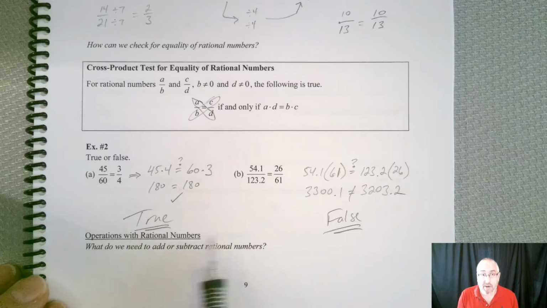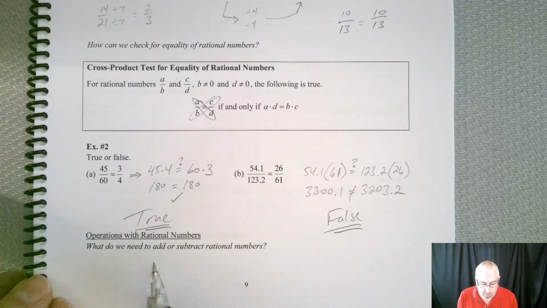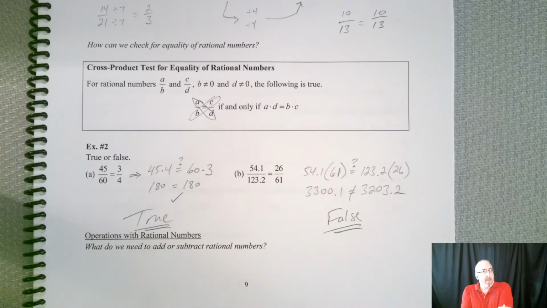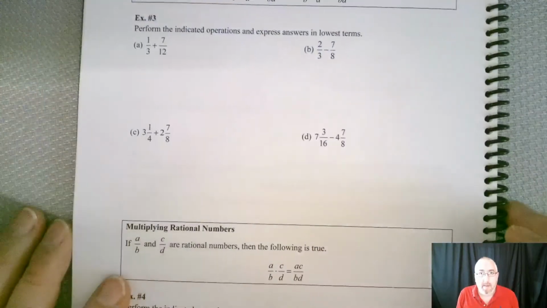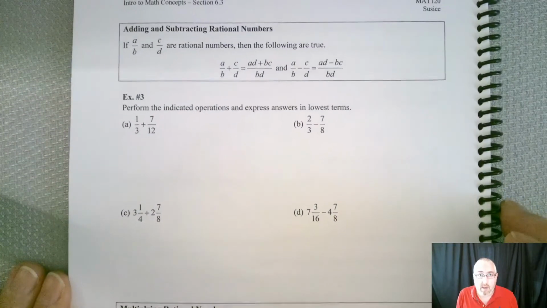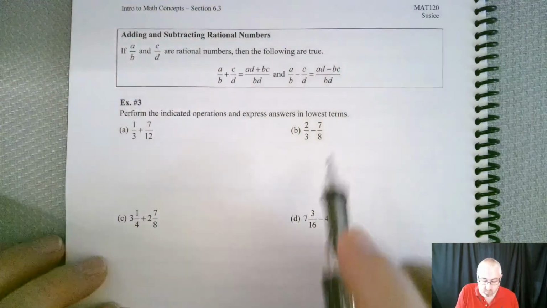Now we've got to look at operations. Adding, subtracting, multiplying, dividing. But what do we need to add or subtract rational numbers? You remember that stuff? For adding or subtracting rational numbers, adding or subtracting fractions, we've got to have a common denominator. That's the important piece. Now, if you are rusty with this stuff, I'm going to show you two ways to do it. The first way is looking at this formula.